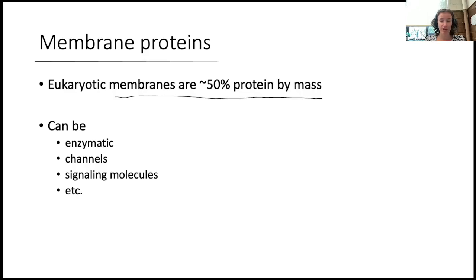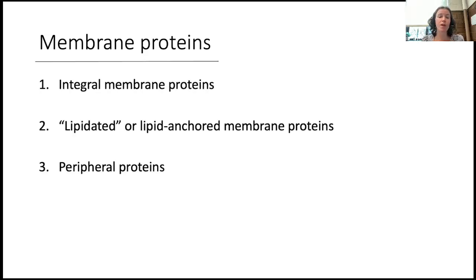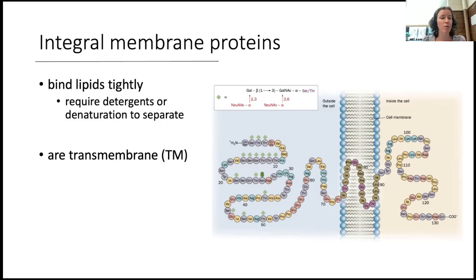They can do chemistry if they're enzymatic. They can serve as channels and let ions or molecules go in and out of cells. They can perform signaling roles and much more. There are three main types of membrane protein that we'll discuss: integral membrane proteins, lipidated or lipid-anchored membrane proteins, and peripheral proteins. Let's start with integral membrane proteins.